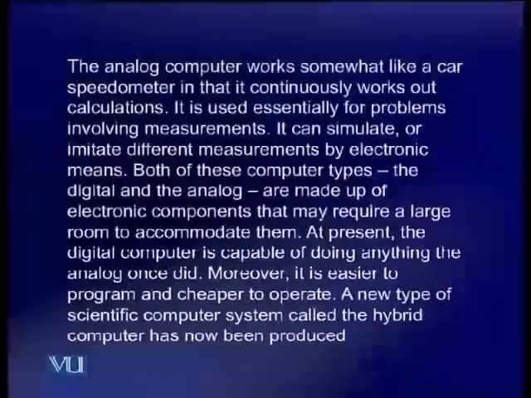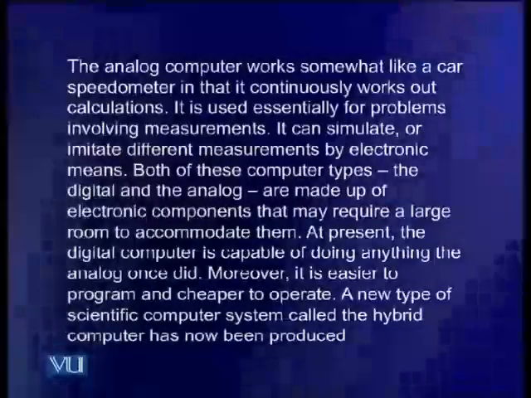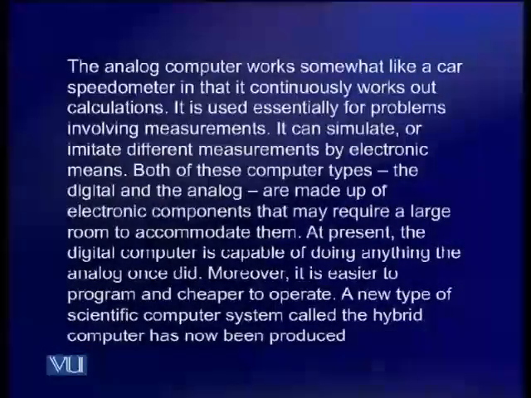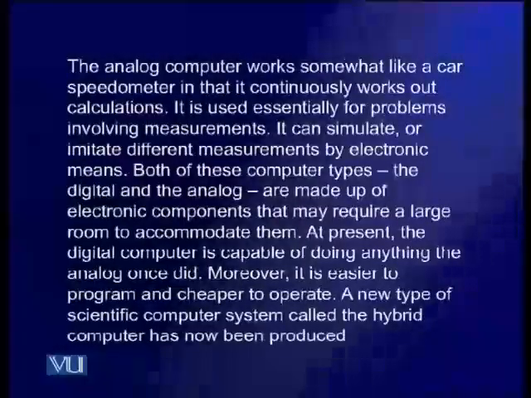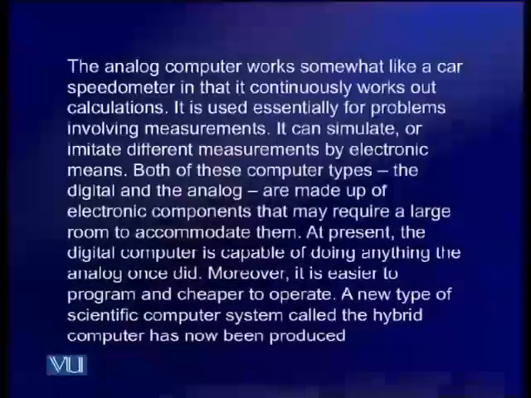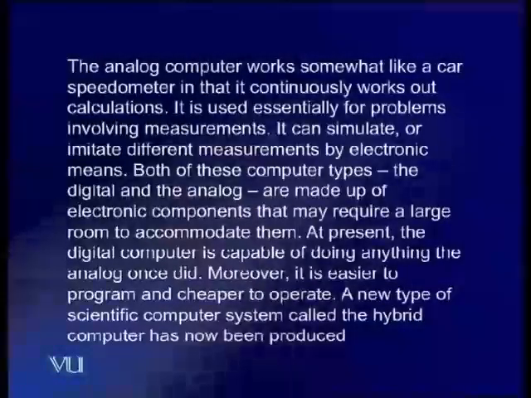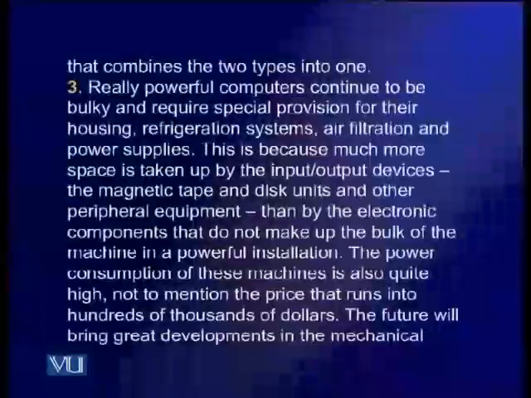Both these computer types, the digital and the analog, are made up of electronic components that may require large rooms to accommodate them. At present, the digital computer is capable of doing anything the analog once did. Moreover, it is easier to program and cheaper to operate. A new type of scientific computer system called the hybrid computer has now been produced that combines the two types into one.